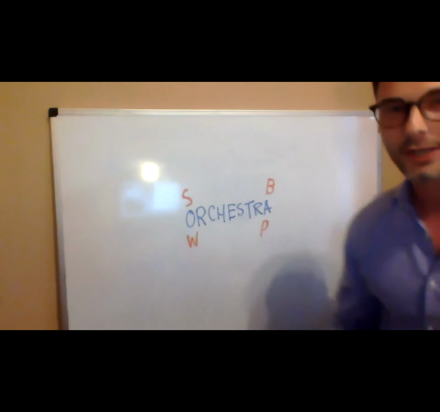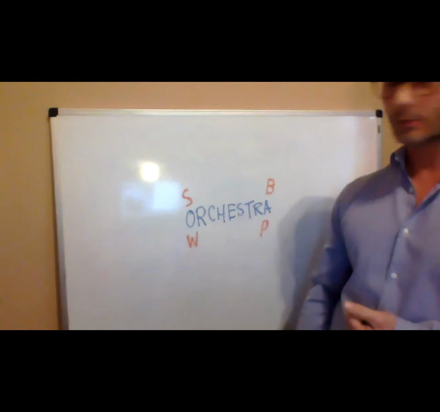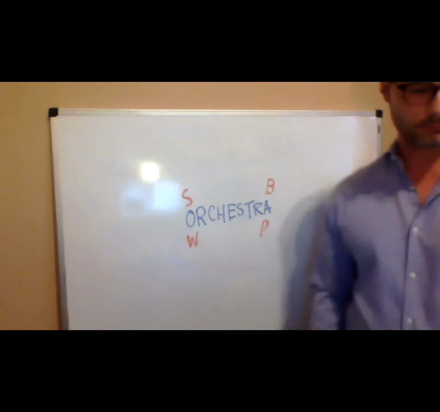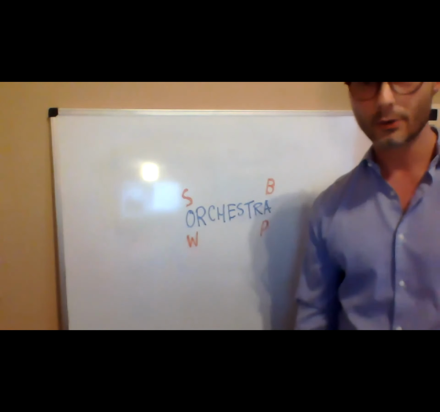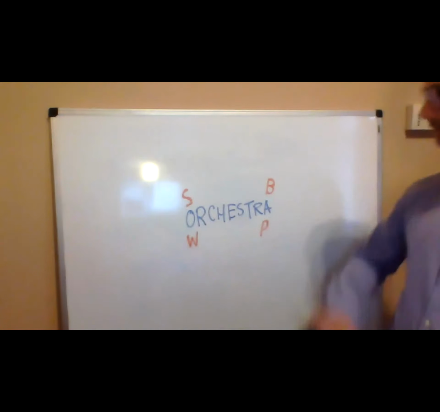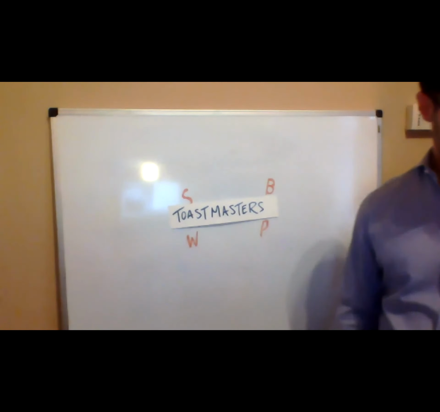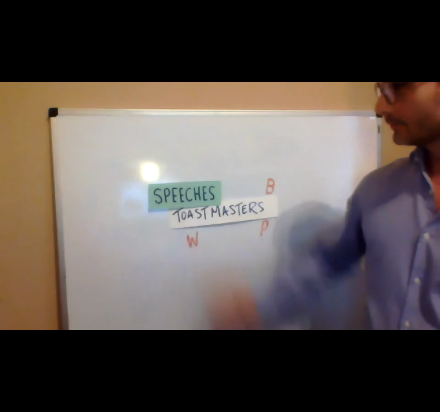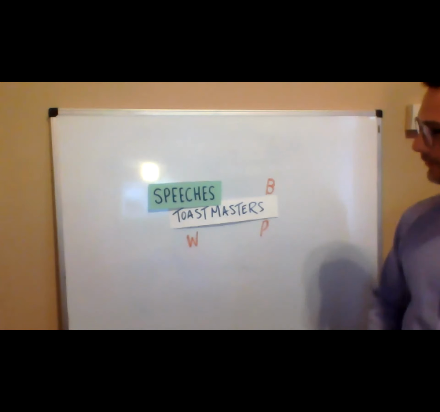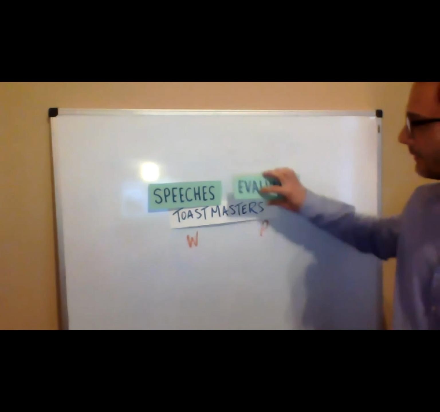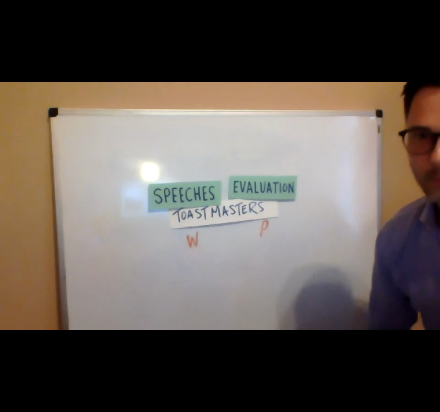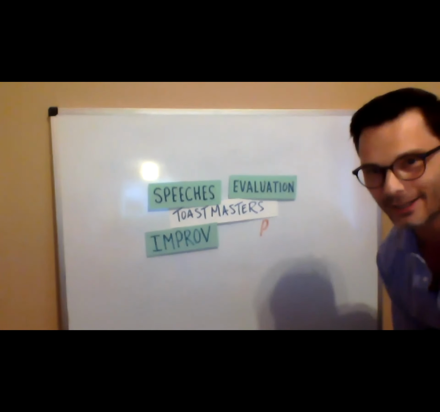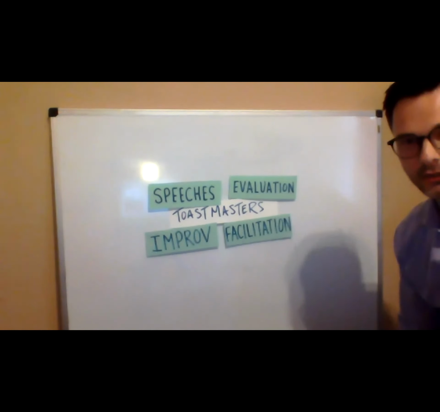Toastmasters is very much like an orchestra. There are 4 parts to an orchestra. There's the strings, the brass, the woodwind, and the percussion. Toastmasters also has 4 pieces. They all work together, just like an orchestra. But we don't have strings, we have speeches. And we don't have brass, we have evaluations. We don't have the woodwinds, we have improvised speeches. And finally, we have facilitation.